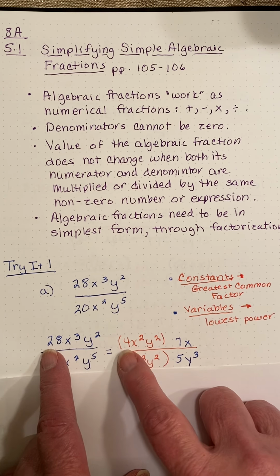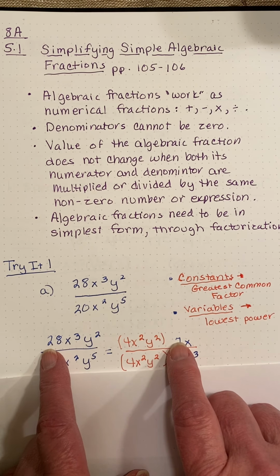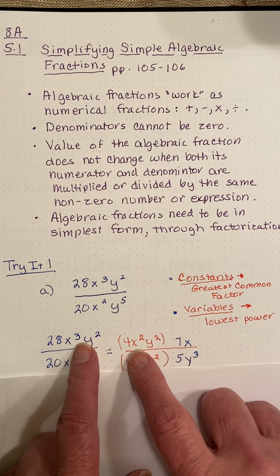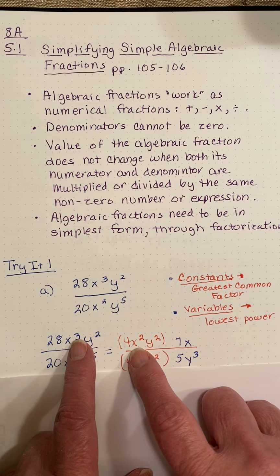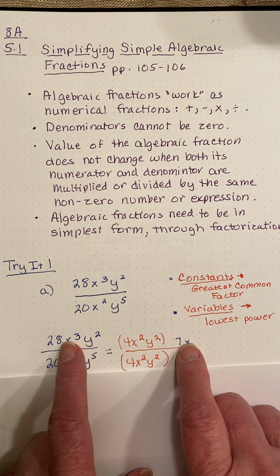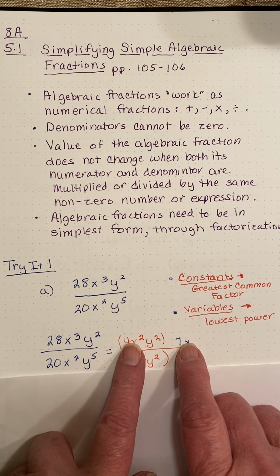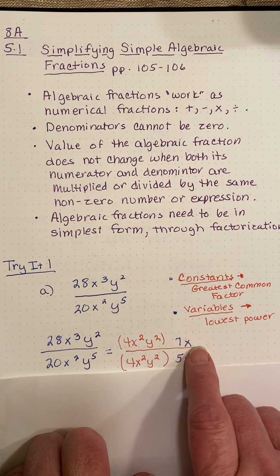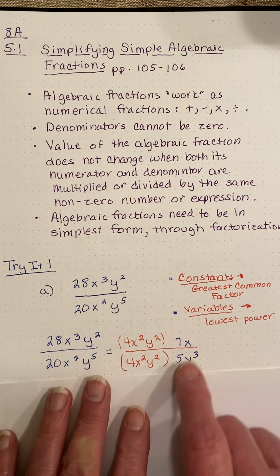Well, 28 divided by 4 is 7. X to the third, if I take x to the second out of there, I'm left with just plain x because I subtract my exponents. If I take y to the second out of y to the second, it disappears. So I'm left with 7x on the top.